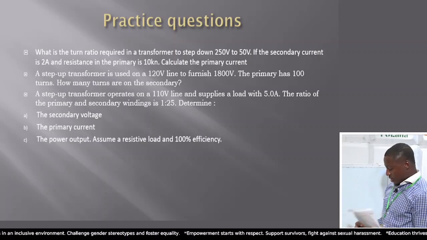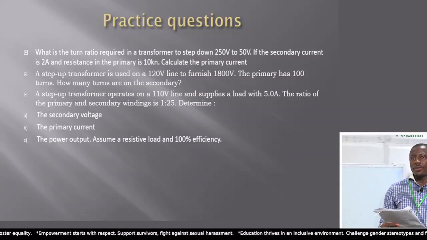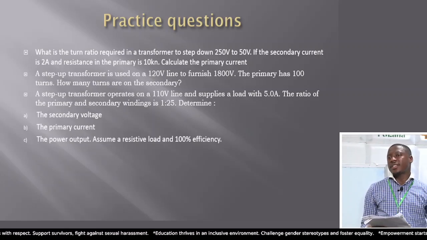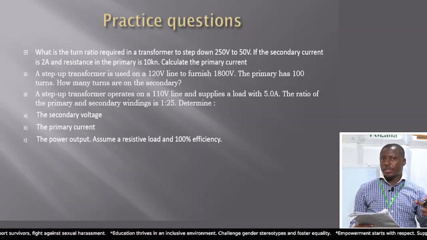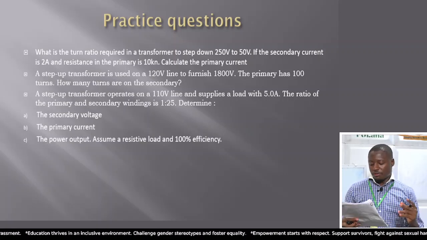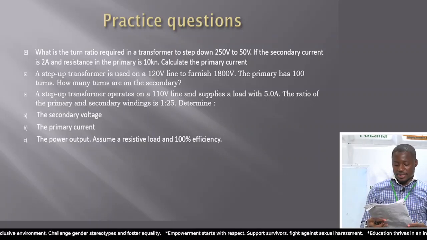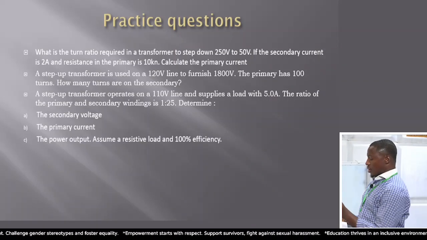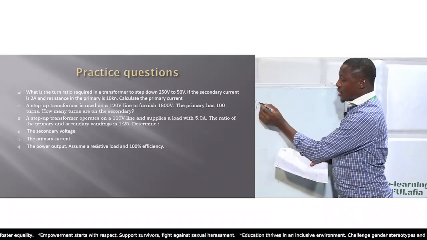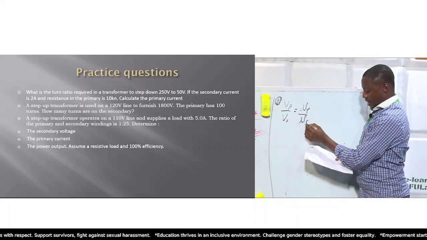Number 2, example 2: a step-up transformer. They have already told you that it's a step-up transformer. So of course, in a step-up transformer, the voltage in the secondary is higher than the one in the primary. And also the number of turns in the secondary has to be higher than in the primary. So remember our turn ratio: VP over VS is equal to NP over NS.